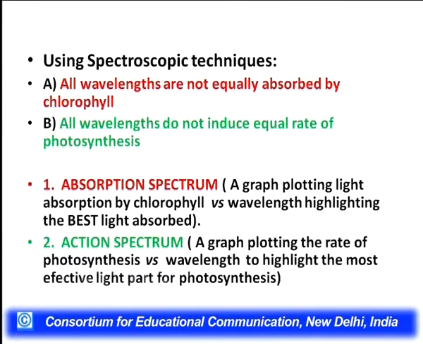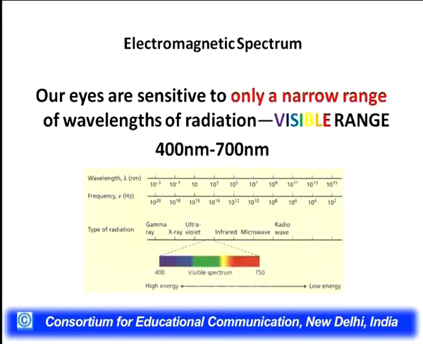He said that if we plot a graph of light absorption by the chlorophyll versus wavelength, then we can find out which is the best wavelength of light being absorbed by chlorophyll. And likewise, if we plot a graph between the rate of photosynthesis and the wavelength that we are providing, we can also find out which is the most effective part of light which will propel the intensity of photosynthesis. To understand this concept, let us view the electromagnetic spectrum.